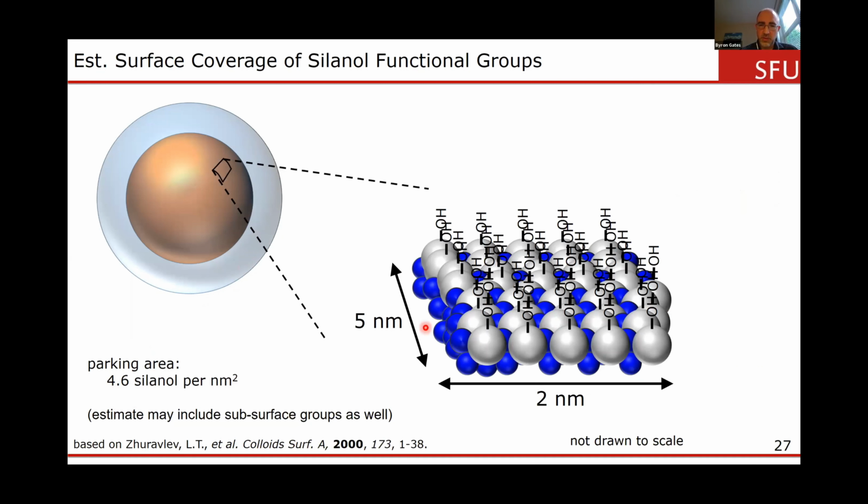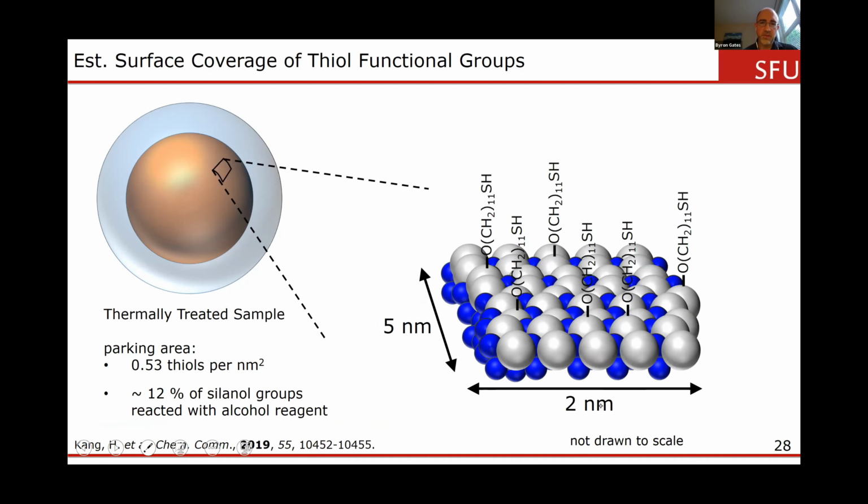And so a cartoon version of that would look something like this. Again, not drawn to scale. And modifying that with these alcohol functional groups, condensing those onto the surface, for the thiols, using the Ellman's assay to quantify, we end up with about 0.5 thiols per nanometer squared. And so it shows you that, yes, there are some reactive groups that didn't react. In this particular case, it's about 12%.